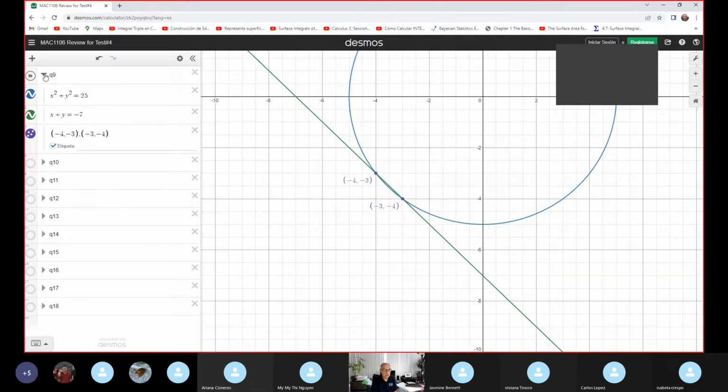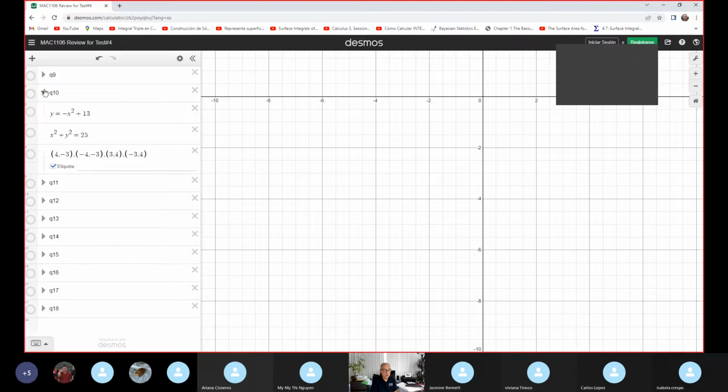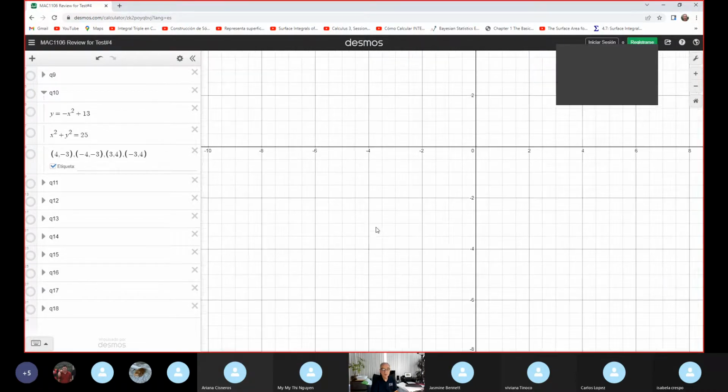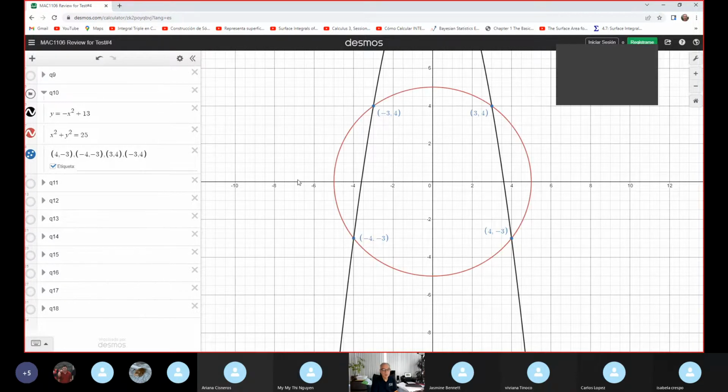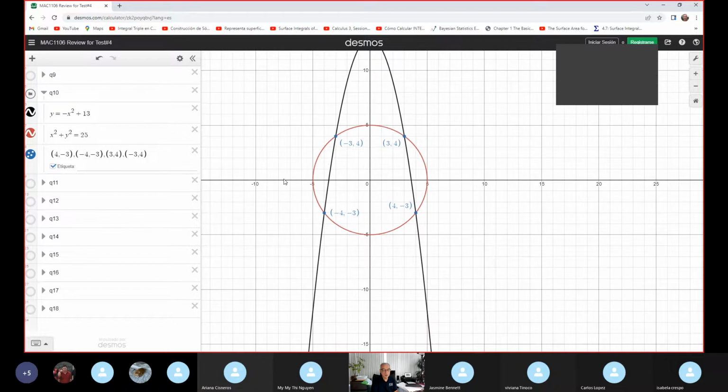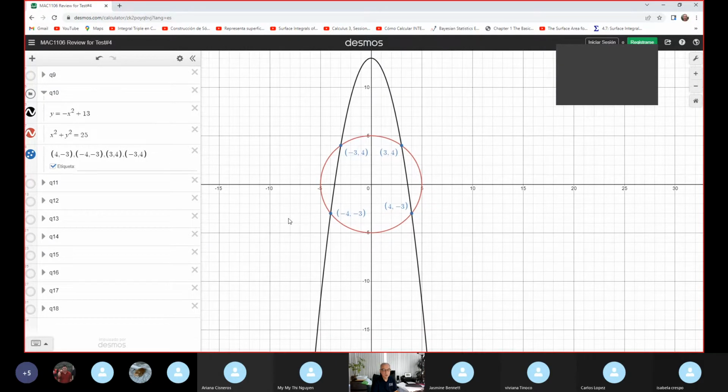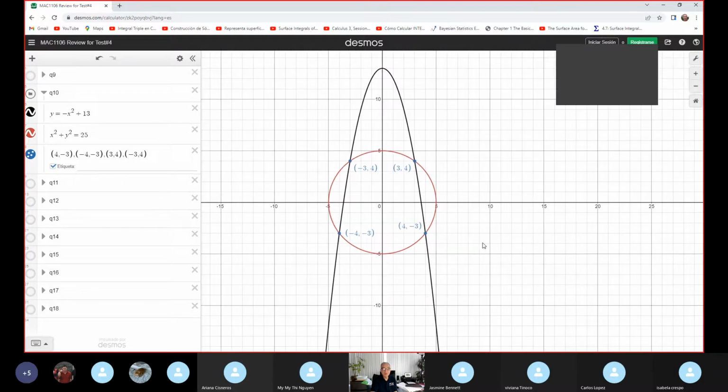Okay, that was question 9. And question 10 is, look, you graph it like that. The first equation represents a parabola, the black one. The parabola opens down, and the y-intercept is 13. And the second equation is the red one. It's a circle, center at the origin 0,0 and radius 5. And we see it clear like water. Okay, we have 4 solutions.